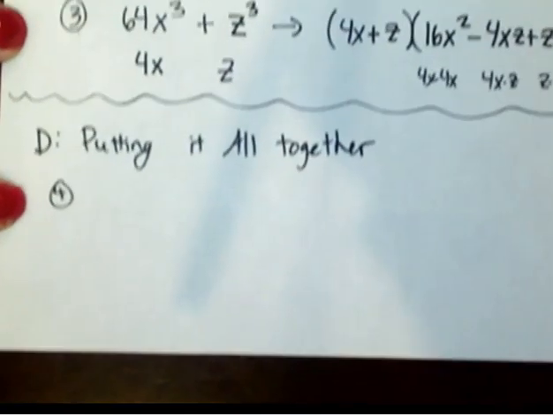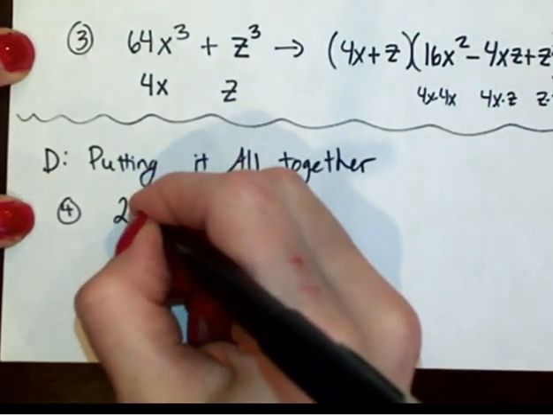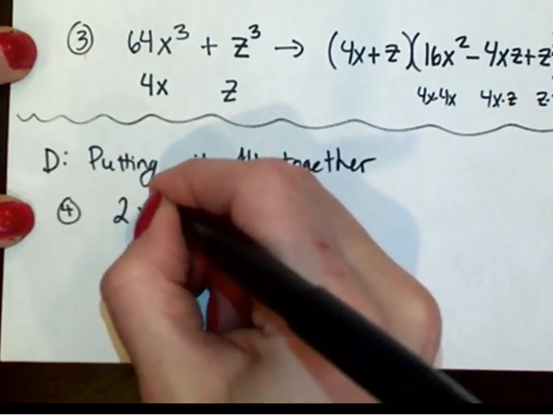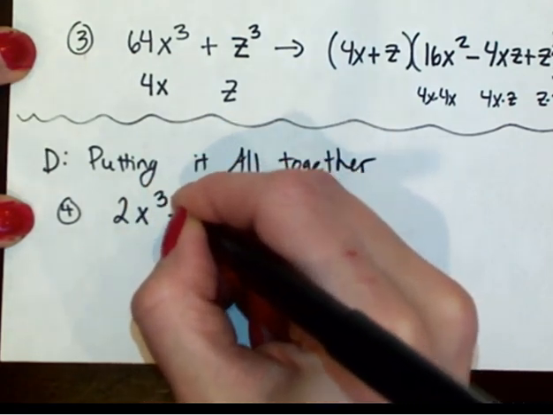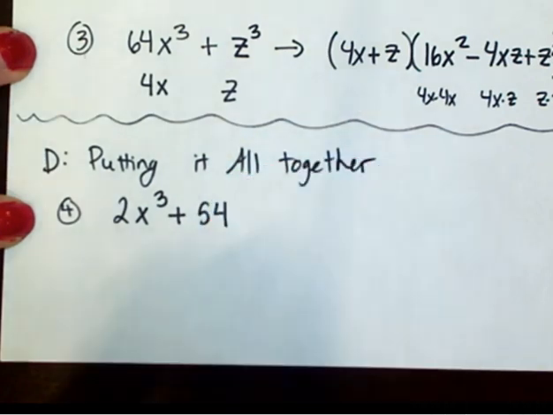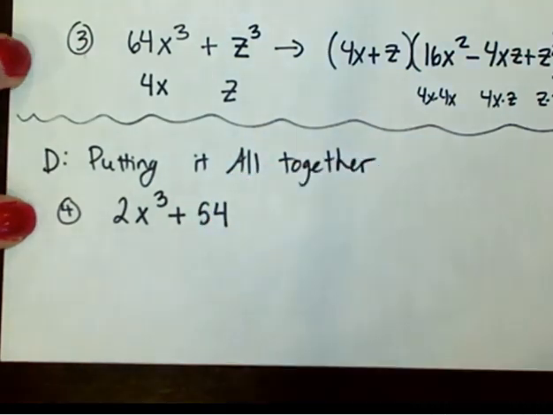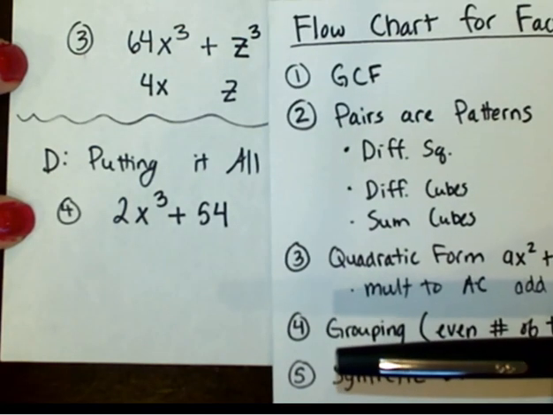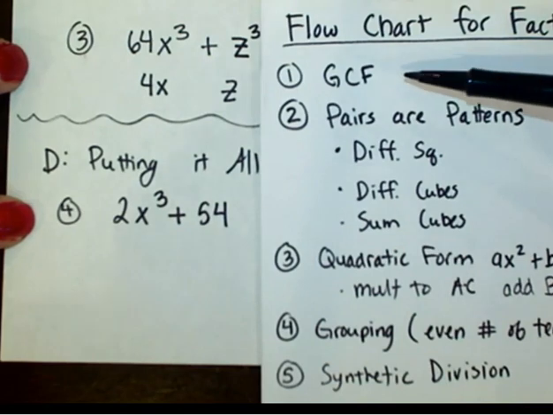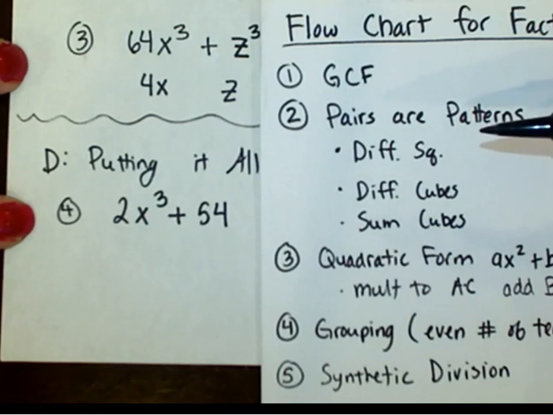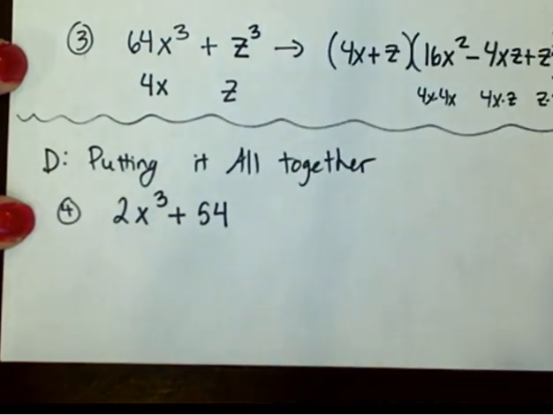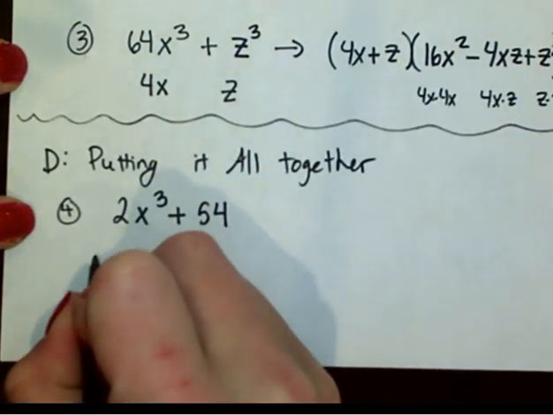Factor completely. Remember your factoring flowchart. First thing we have to do is look at GCF, greatest common factor. Second thing are pairs or patterns. Seeing as how this is where we've stopped, this is all we need to check. Do you have a GCF to consider? Yeah, GCF of 2.